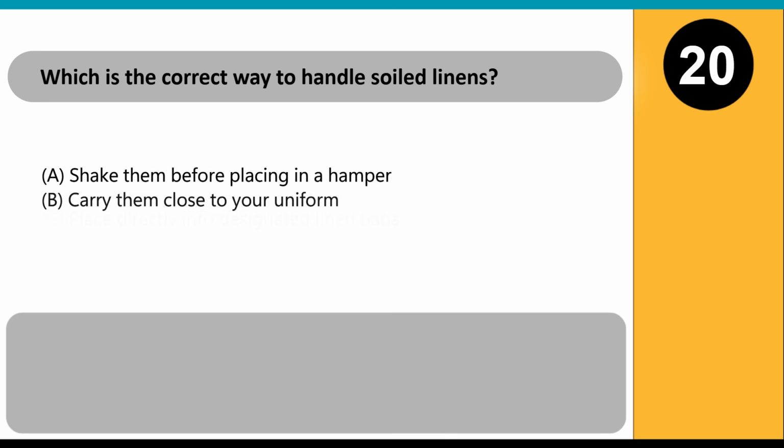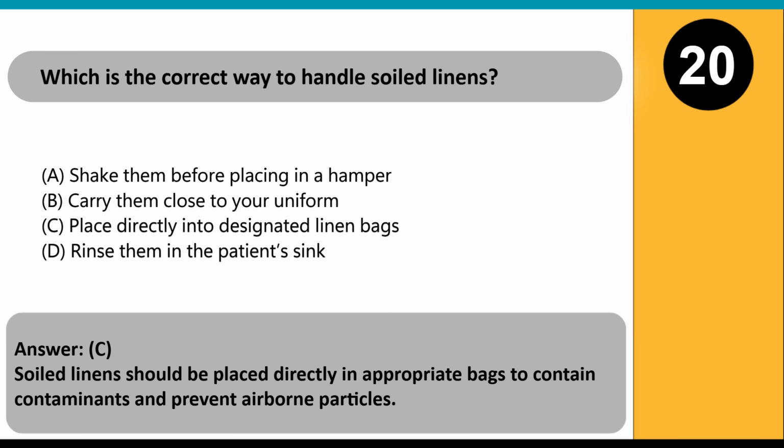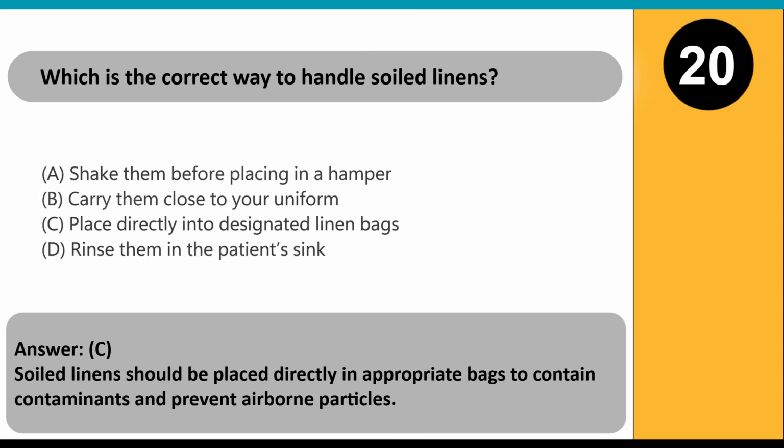Which is the correct way to handle soiled linens? A. Shake them before placing in a hamper. B. Carry them close to your uniform. C. Place directly into designated linen bags. D. Rinse them in the patient's sink. Answer: C. Soiled linens should be placed directly in appropriate bags to contain contaminants and prevent airborne particles.